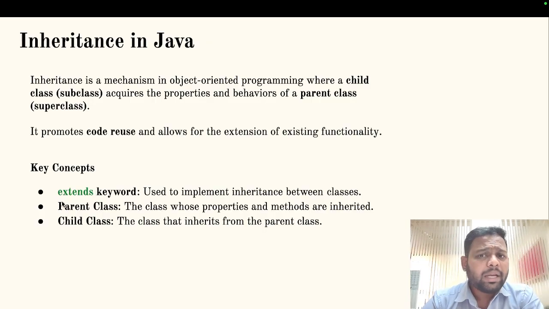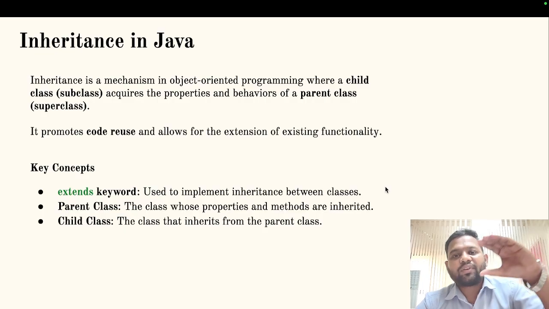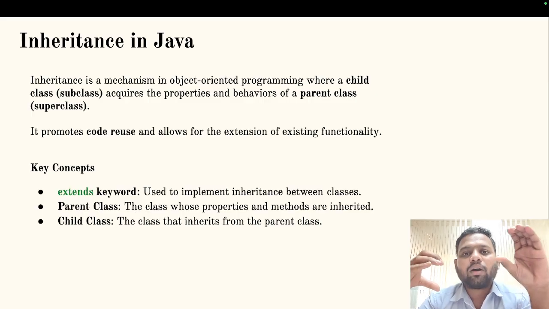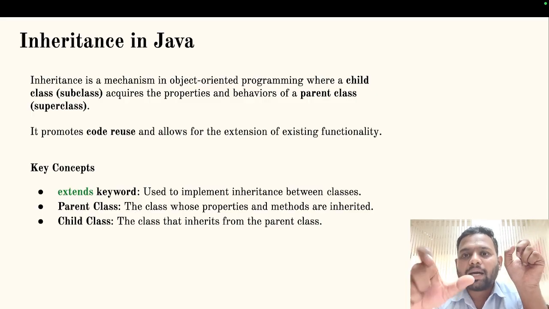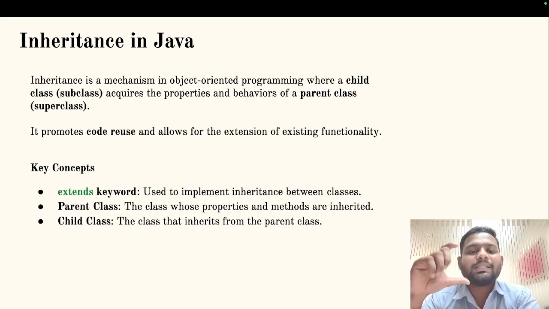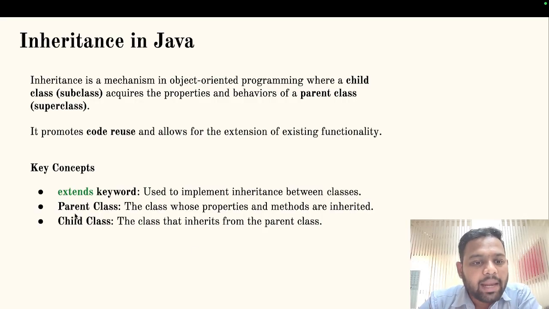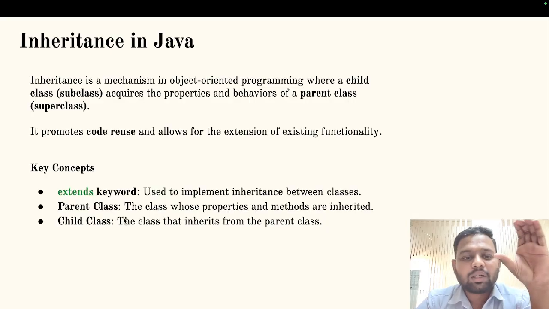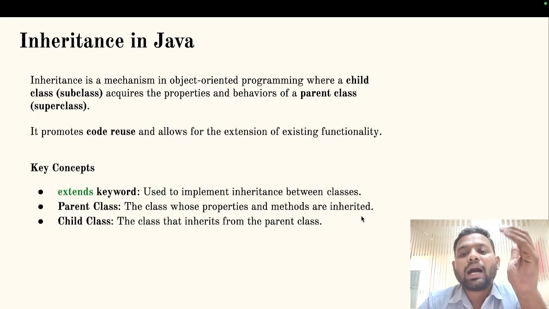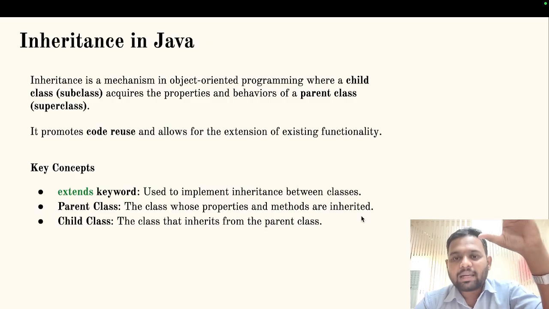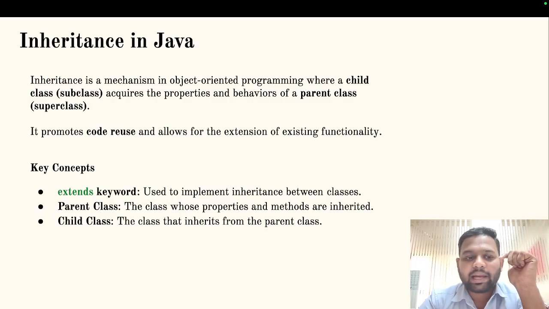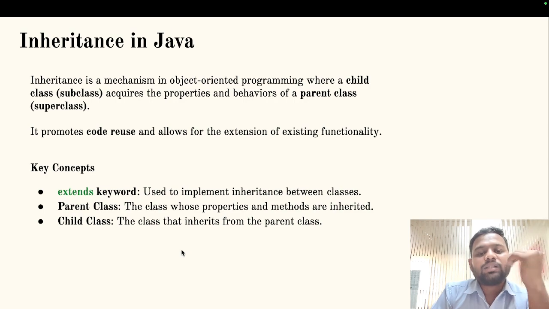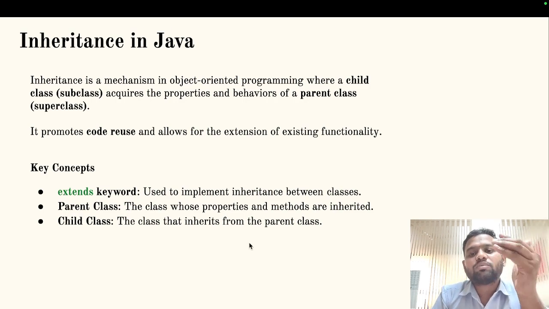To implement this inheritance we need to use the extends keyword, which is used to implement inheritance between classes. If we need to inherit the properties of car into Tata, what will we write? class Tata extends car. This is the syntax for it. What is a parent class? The class whose properties and methods are inherited. Here the car class is the parent class and the Tata class is the child class. The child class is the class that inherits the properties from the parent class.